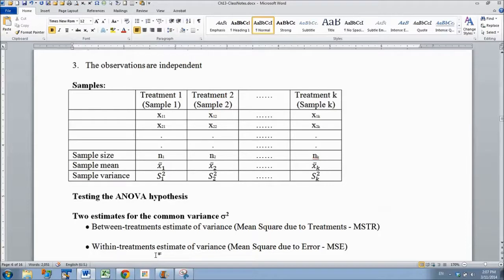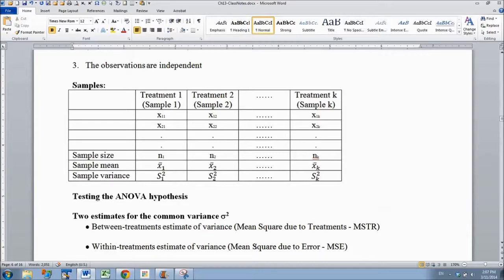Now in these two variance estimates, the first one is a good estimate only if the null hypothesis is true. If the null hypothesis is false, then MSTR will be a really high value. The second estimate is a good estimate irrespective of whether the null hypothesis is true or not. So let's look at the formulas for these two estimates.